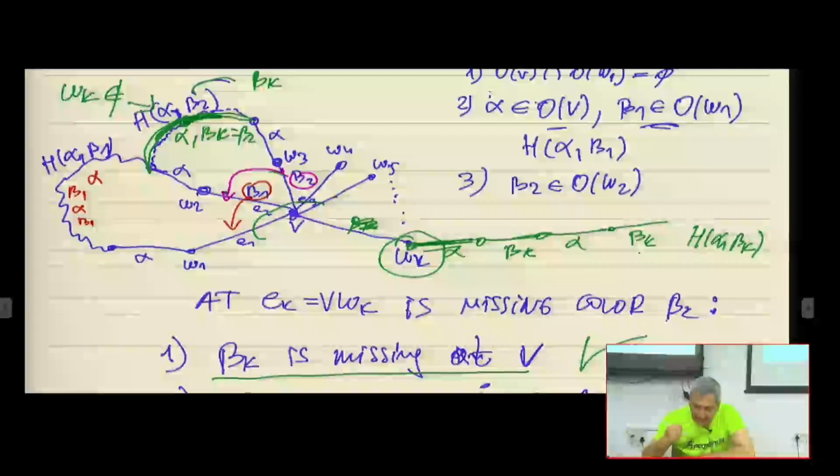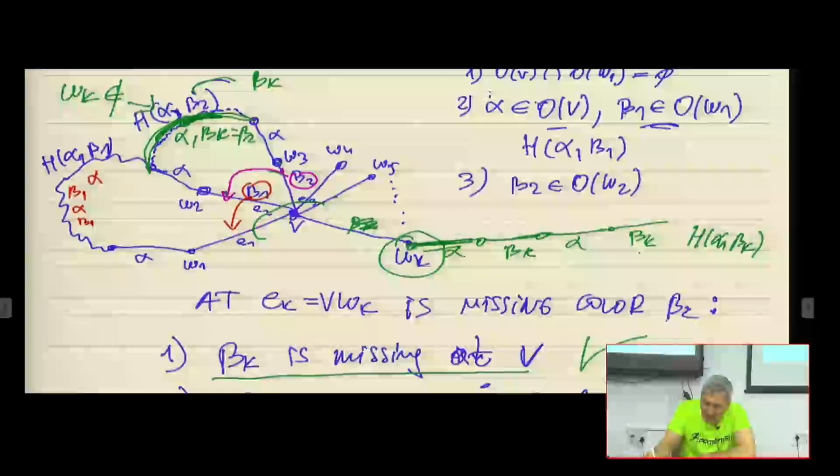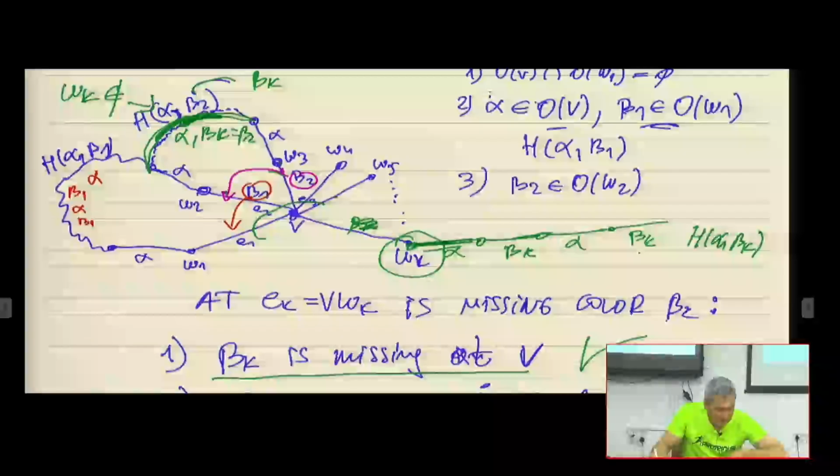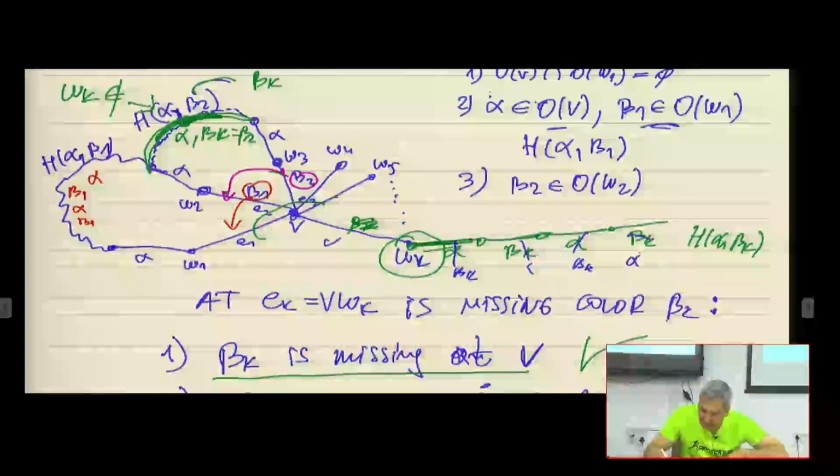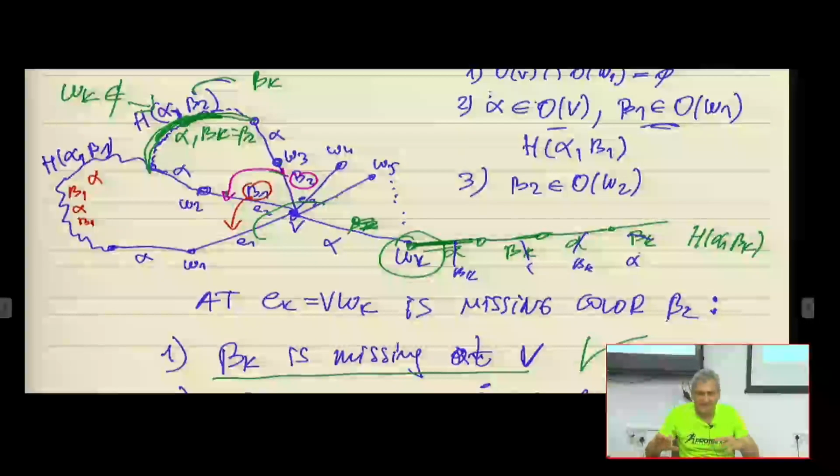Okay? And in that case, what I do, alpha doesn't appear, so I swap the chain in the component alpha beta k. So I swap here beta k, alpha, beta k, alpha, and then I put here alpha, and that's it. So this is kind of a sketch of the proof.